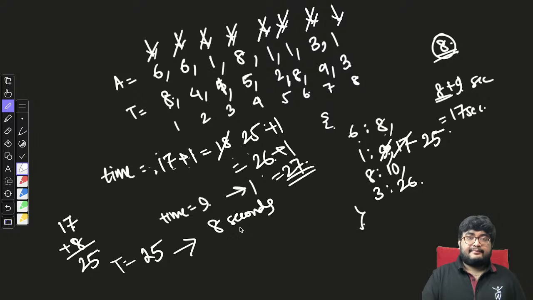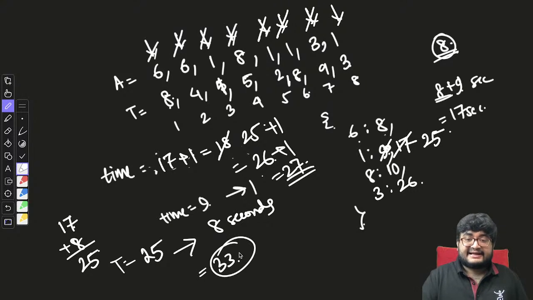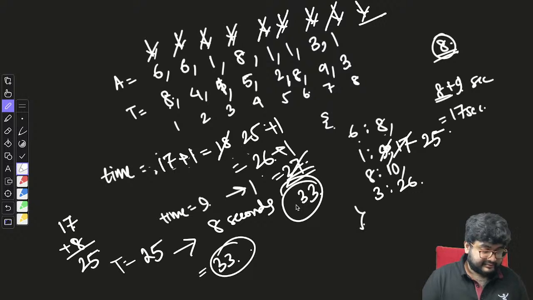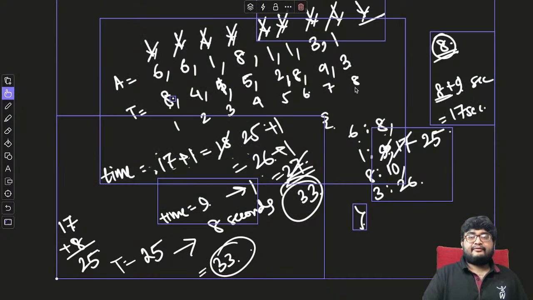But we can pick it up when? 25 plus 8. That is 33, right? So at 33 seconds, we can pick up 1 again. So we pick up 1 at 33 seconds. We wait for the remaining time. And then we go ahead. We come to the end. So the total time taken will be 33. Make sense? Okay, I'll try to run one more test.